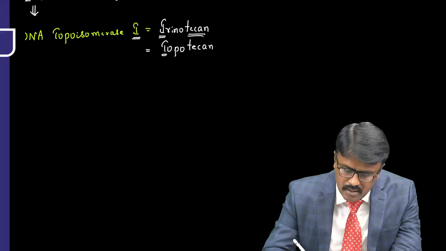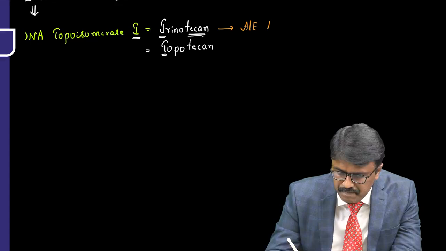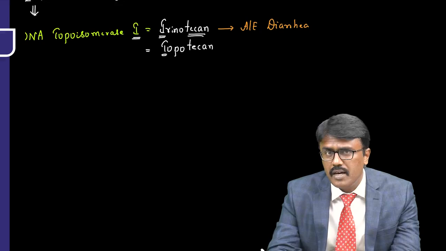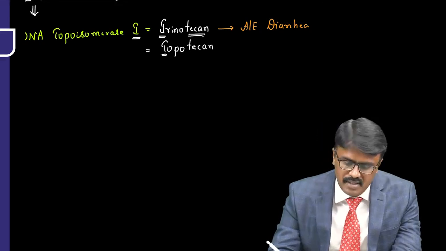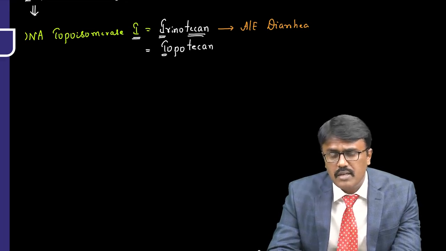Now irinotecan has some specialty. What is that? The adverse effect of the drug is diarrhea. Almost all of the anti-cancer drugs cause diarrhea. What is the treatment for diarrhea? Loperamide. And the drug undergoes glucuronide conjugation. We have discussed that in general pharma also.